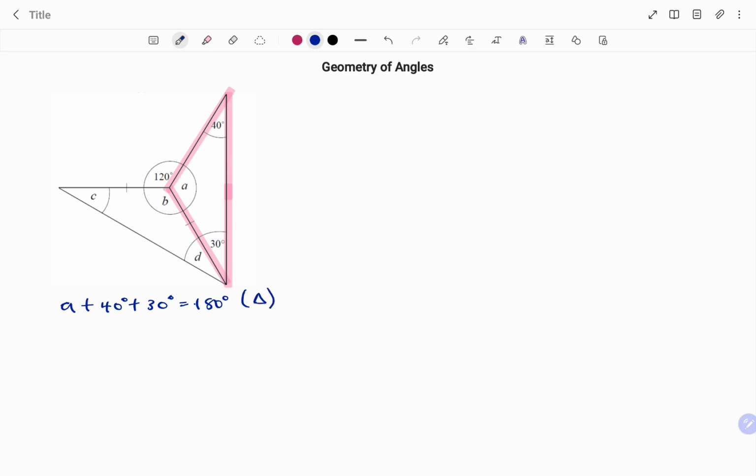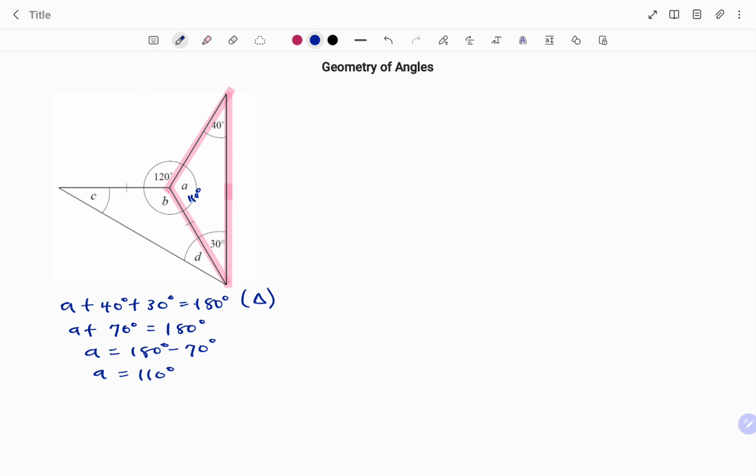And the reason being sum of angles in a triangle. I have A plus 40 plus 30, 70 degrees equals 180. Therefore, A equals 180 degrees minus 70 degrees. The value of A equals 110 degrees. I'm going to put that 110 degrees in the diagram.